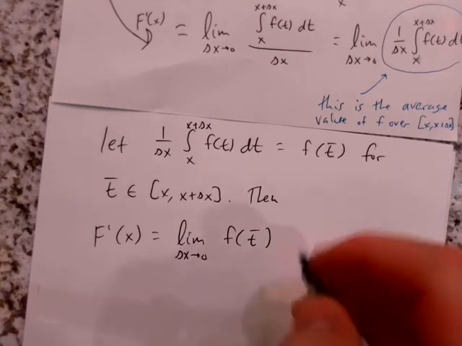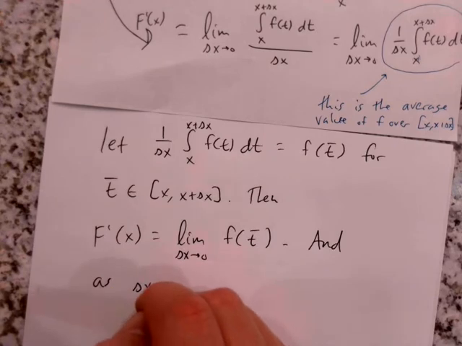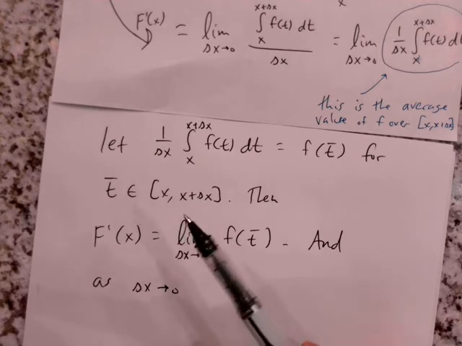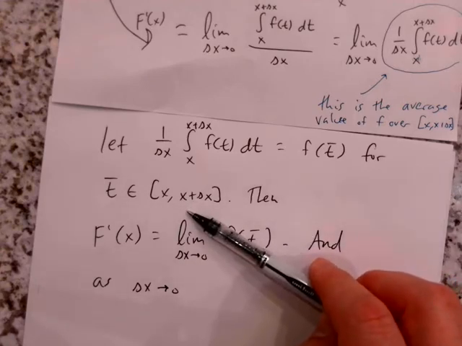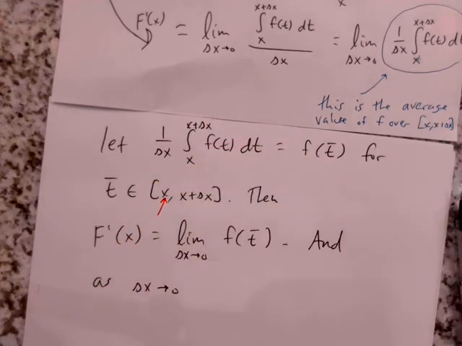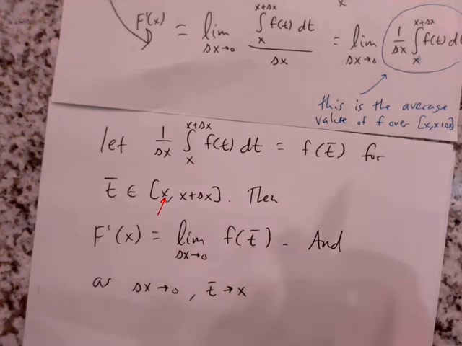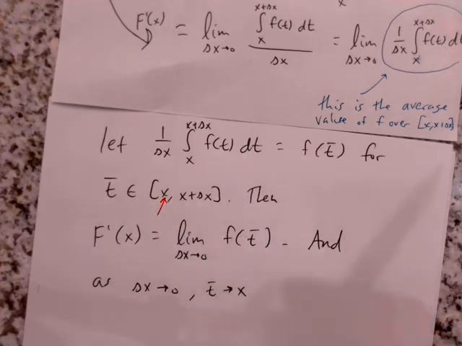But one more fact. Now t bar is in the interval x to x plus delta x. So what happens when delta x goes to 0? Well, if delta x is going to 0, this interval is shrinking. And since t bar is in that interval, it must be approaching that fixed endpoint. Right? As delta x approaches 0, this interval just shrinks down to x, and t bar, which is in the interval, must also approach x.